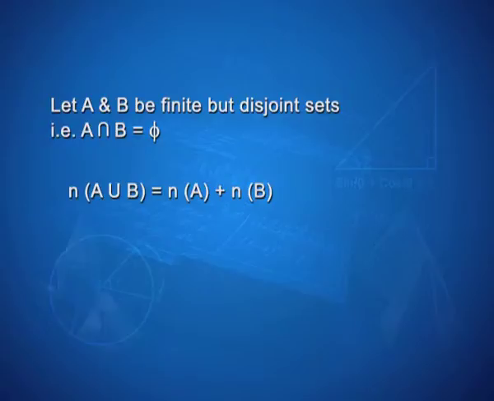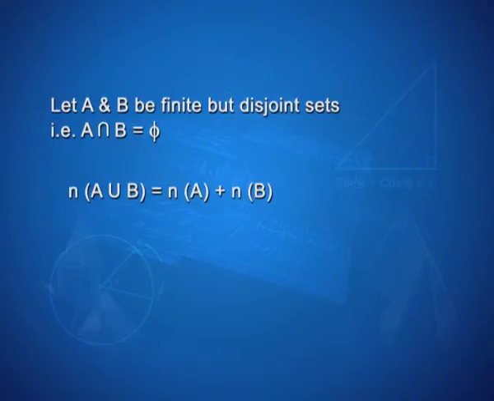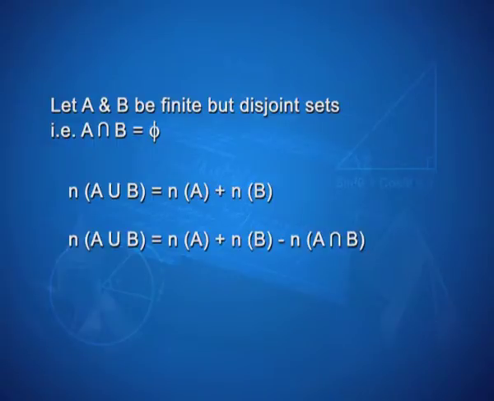plus n(B). In general, if A and B are finite sets, then number of elements in A union B will be given by number of elements in A plus number of elements in B minus number of elements in A intersection B. Mathematically, it is written as n(A union B) is equal to n(A) plus n(B) minus n(A intersection B). Let us now take a few examples where we can apply these properties.